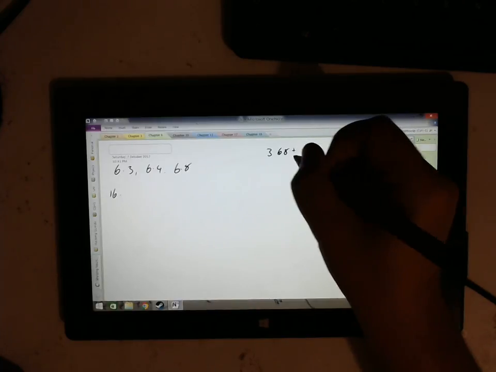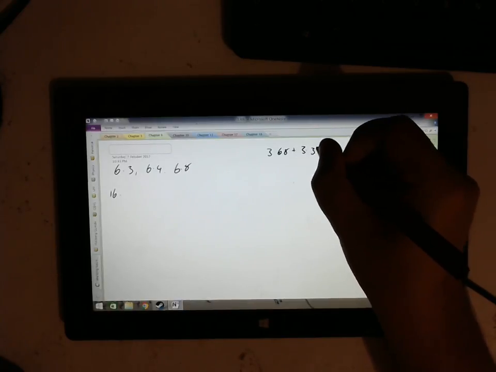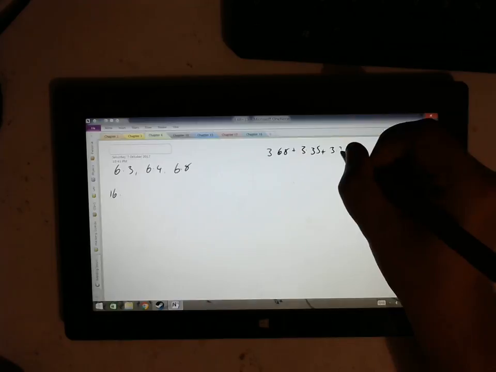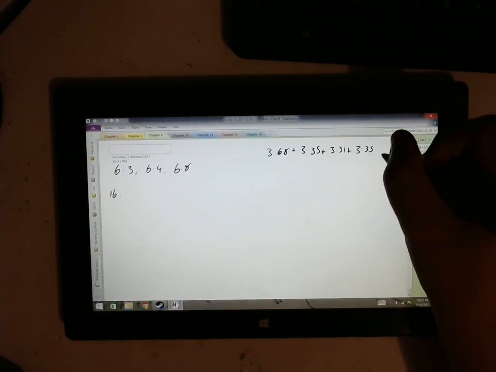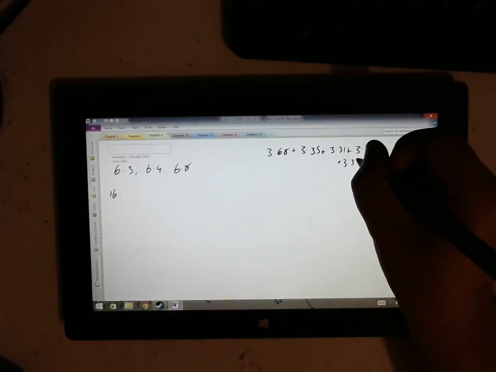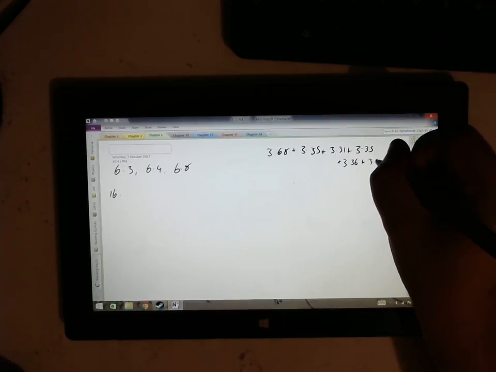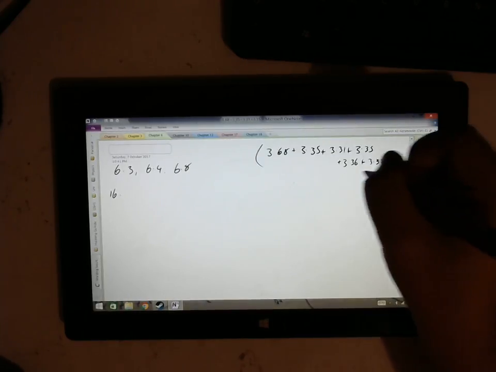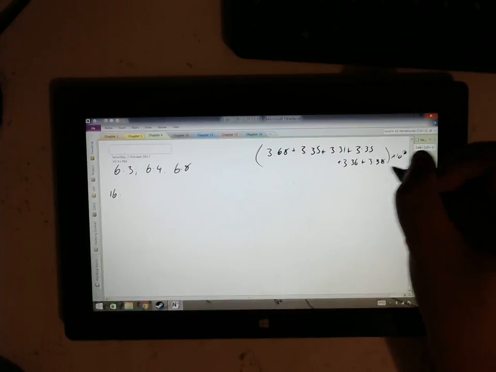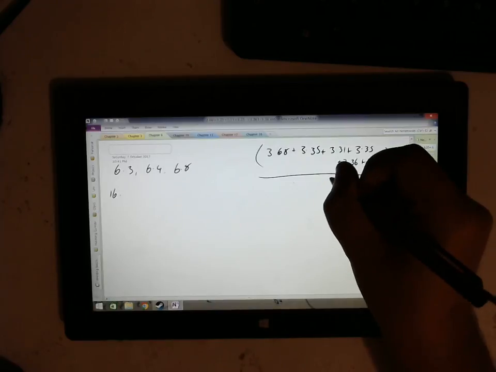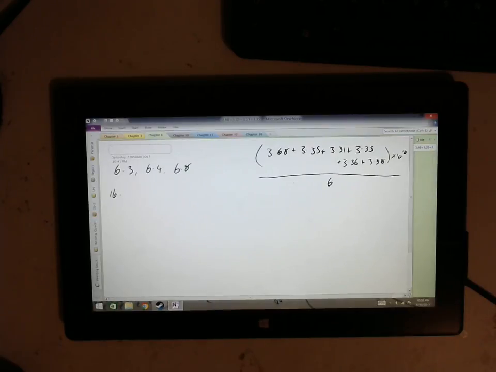3.68 plus 3.35 plus 3.31 plus 3.35 plus 3.36 plus 3.38, and those will all be times 10 to the power of 18, and we're going to divide that by 6. Now let's grab a calculator.